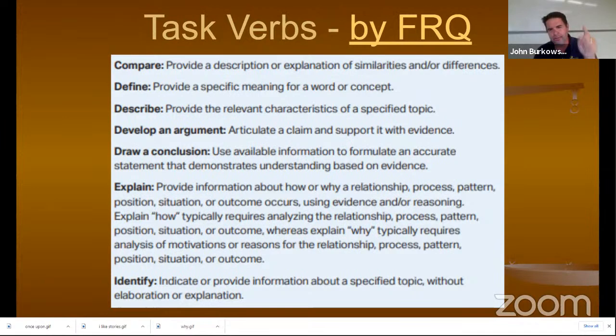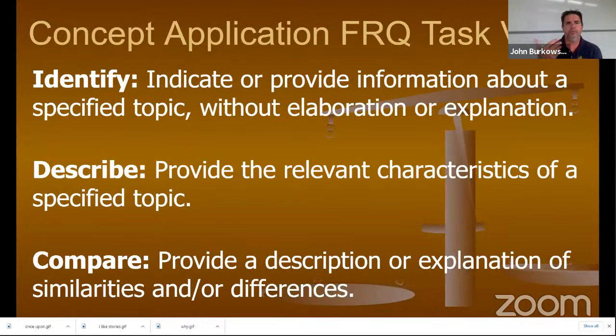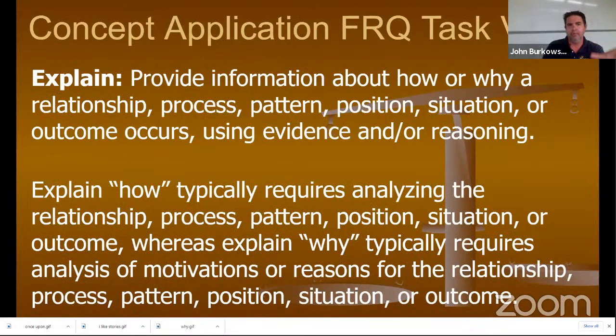So as you go through this, you'll see that these are the basic definitions, because I'm basically siphoning out what needs to be done for the concept application. Identify, it's really part of the process. You may get practice questions that ask you to identify and they just explain, but you're going to be identifying, trust me on that. Describe, well, for sure. And compare in a more implicit way. And here's the big one, explain again. So these are the task words that you definitely will have to address on the FRQ for concept application.